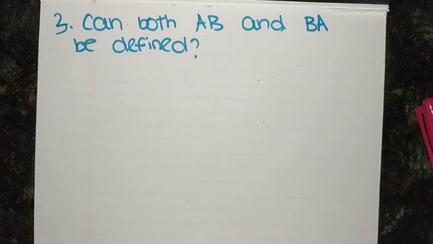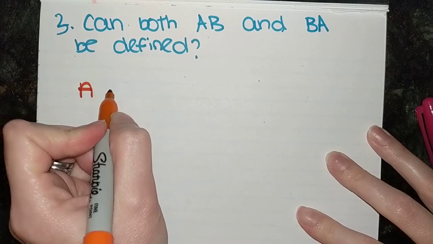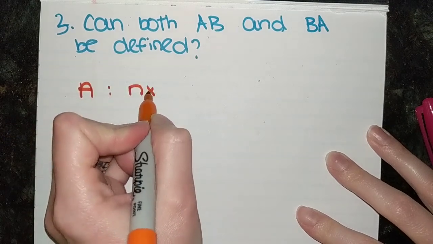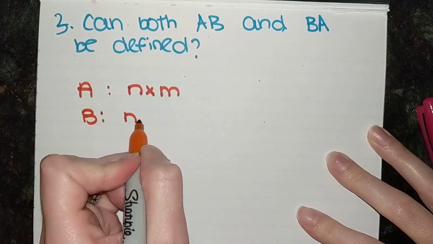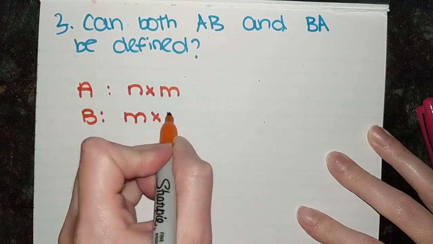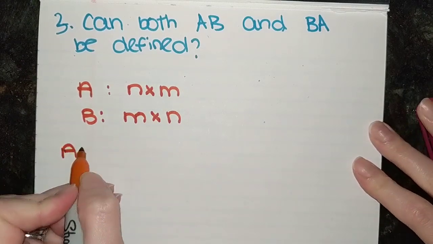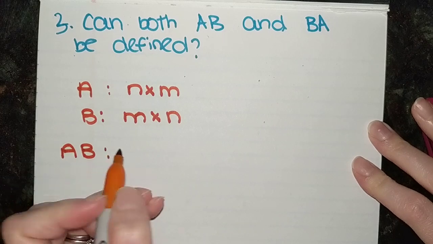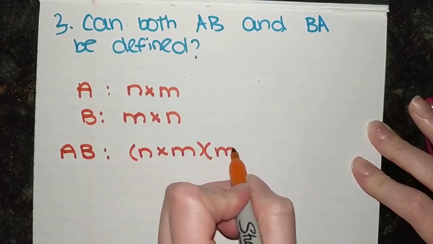So the question here is, can both of these products be defined? So let's let A be a matrix that has dimensions of, let's say, n times m, and let's let B be a matrix that has dimensions of m times n. So the only way that you would be able to create the product of A times B is if you had, again, inner dimensions matching.